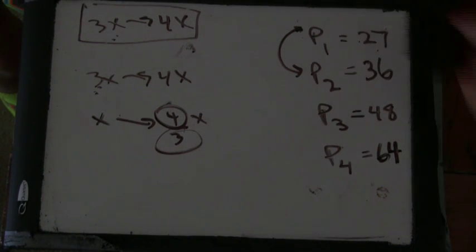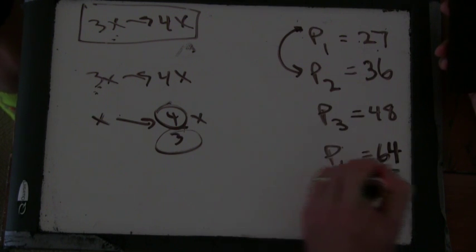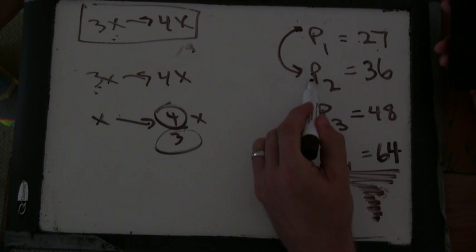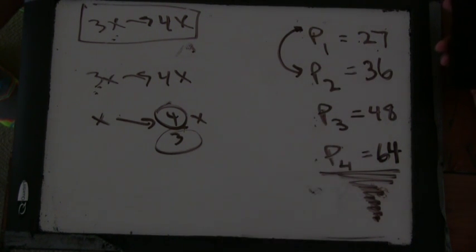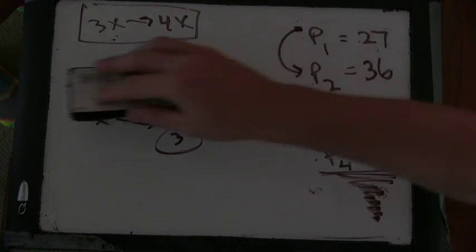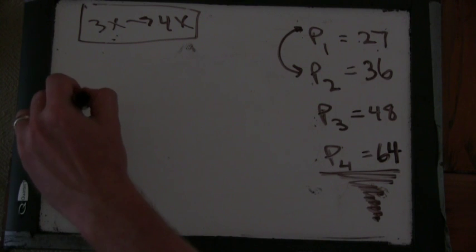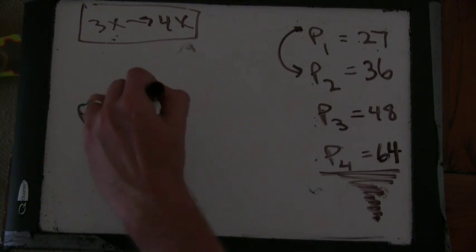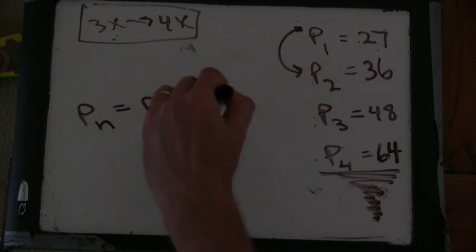Okay, so every time I'm multiplying by 4/3. I go from 1 to 2, I multiply by 4/3, go from 2 to 3, I multiply by 4/3, go from 3 to 4, I multiply by 4/3. So Pn, the nth perimeter, is the first perimeter times 4/3.